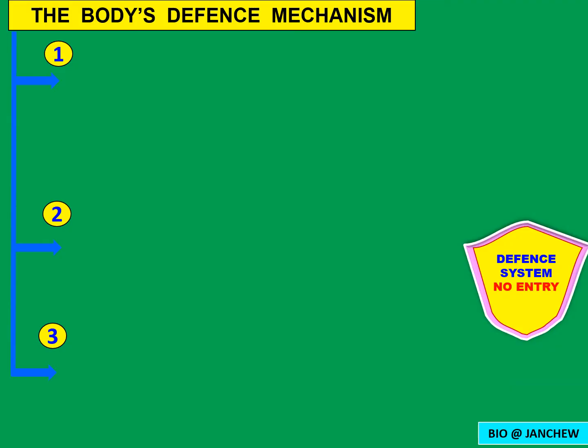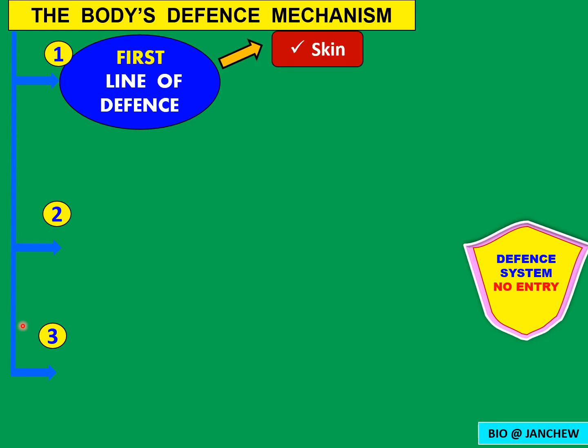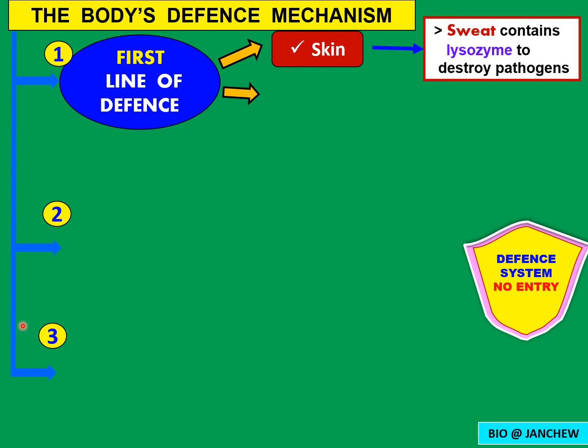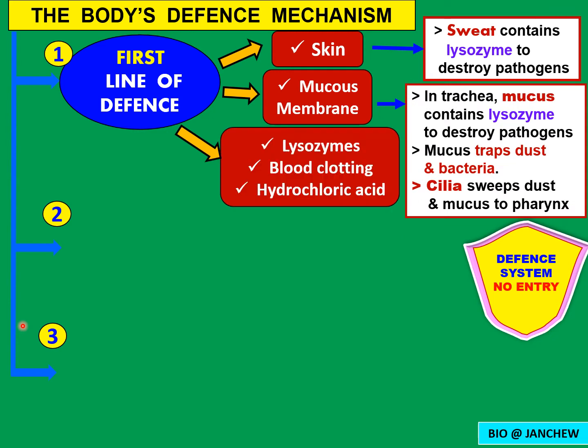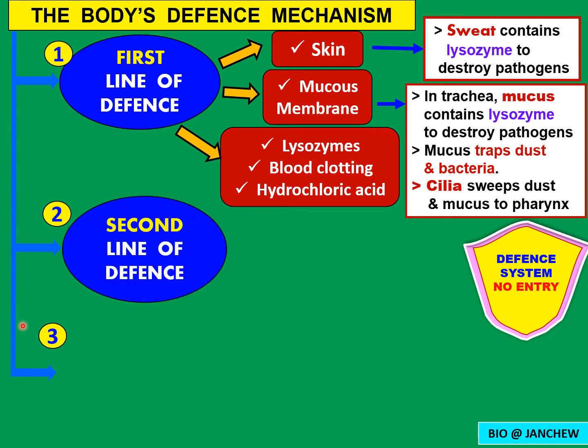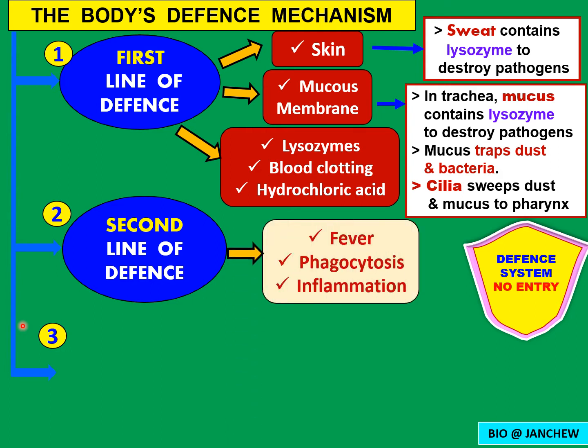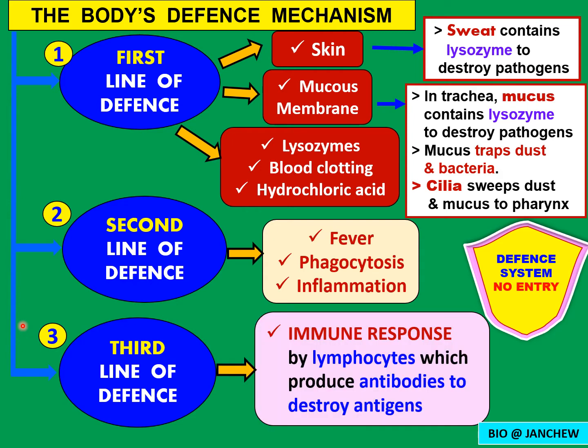Here's an overview of the body's defense mechanism again, as was shown in the previous video. So for the first line of defense, which is to prevent the entry of pathogens and antigens, we have the skin, mucous membrane, lysozymes, blood clotting, and hydrochloric acid. For the second line of defense, which we have also discussed in the first video, this includes fever, phagocytosis, and inflammation. So today we are going on to the third line of defense, which is actually the immune response carried out by lymphocytes, which produce antibodies to destroy antigens that have entered the body.